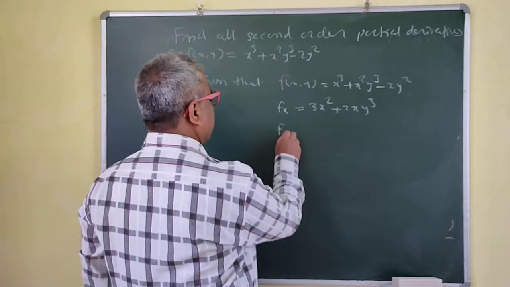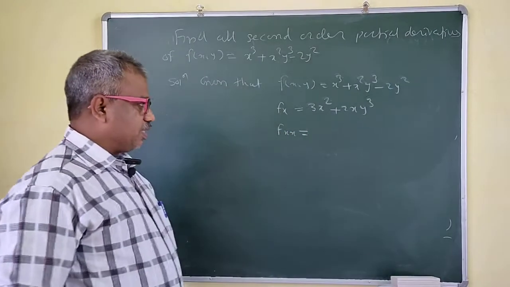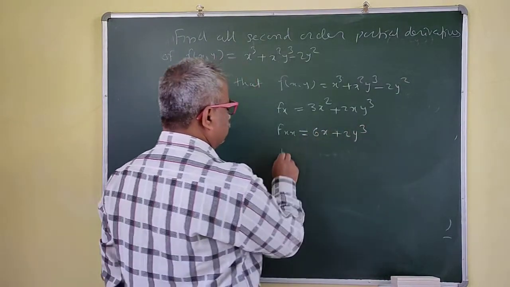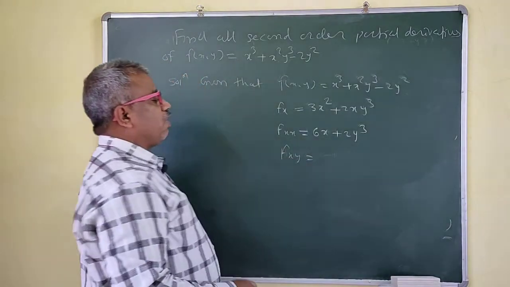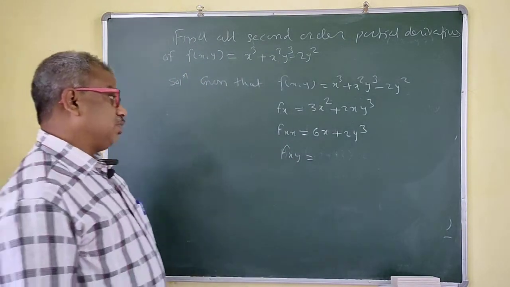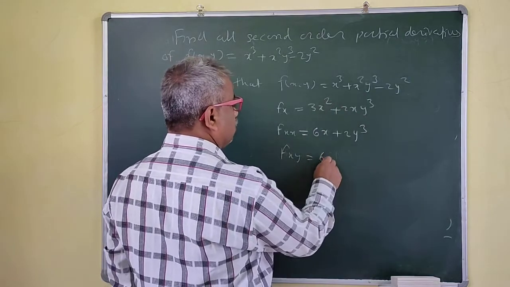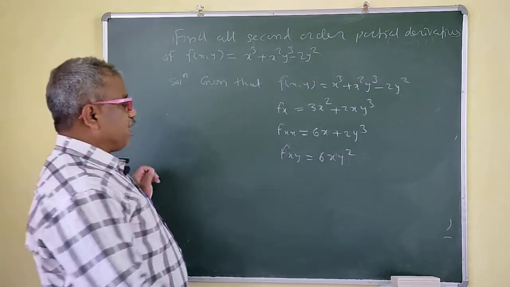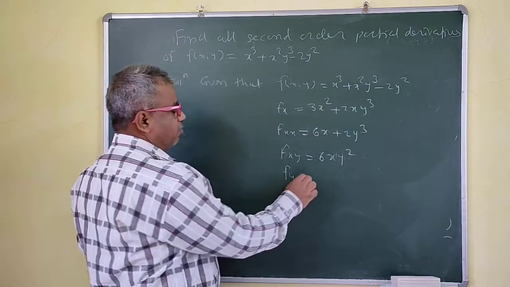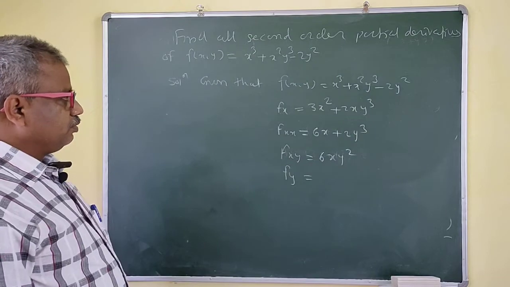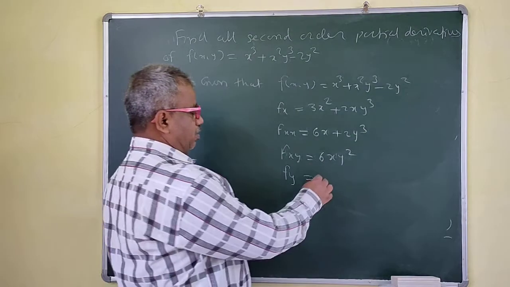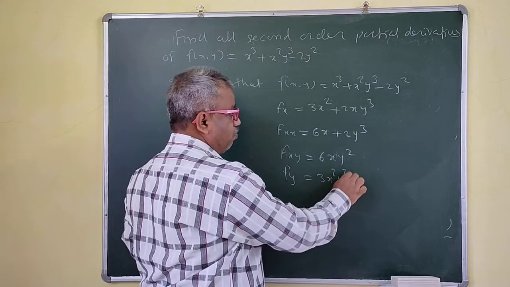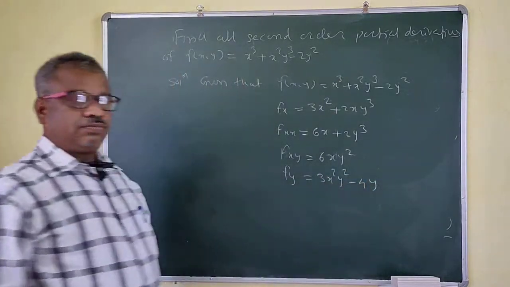Now fxx is 6x plus 2y cube. Now fxy: we have to differentiate with respect to y, partial differentiation. The derivative of 6x is 0, so this is 6xy square. Now we will find the first order partial derivative with respect to y. So we differentiate f with respect to y. The derivative of x cube is 0. So fy is 3x square y square minus 4y.